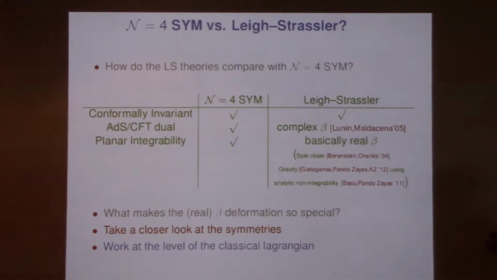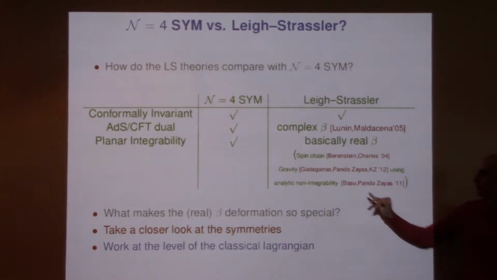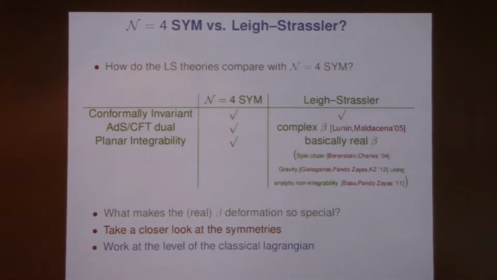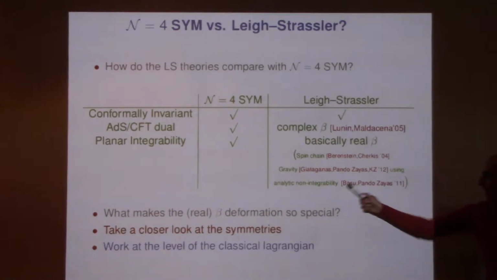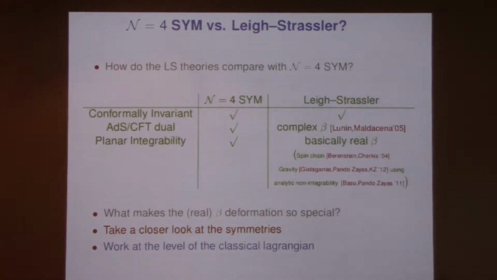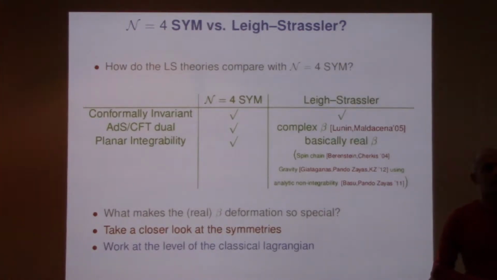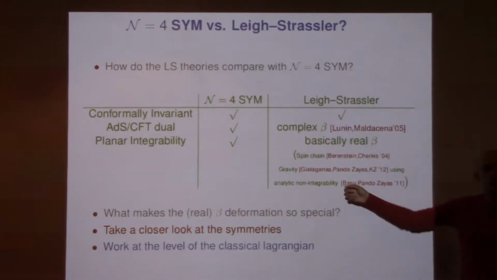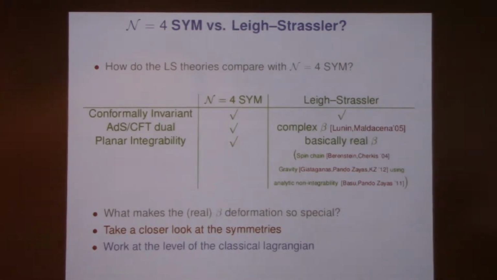Also from the gravity side, there's work. I was also involved in some work that used this method of analytical integrability, originally developed by Pallab, who was here at some point, and Johan Pandozayas, in which you study classical strings on the dual background. If you study classical strings on the real beta Leigh and Mandelstam background, you find that everything works nicely, and you get what looks like integrable solutions. But the moment you turn on imaginary beta, you lose integrability. And you can prove that analytically.